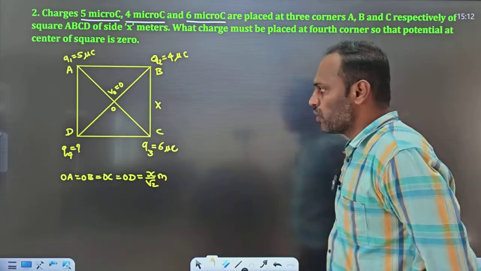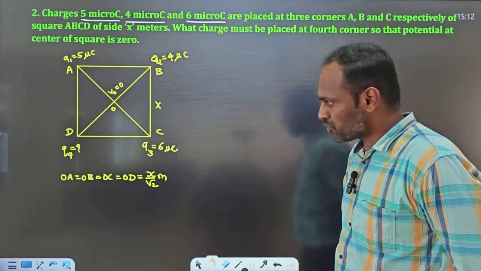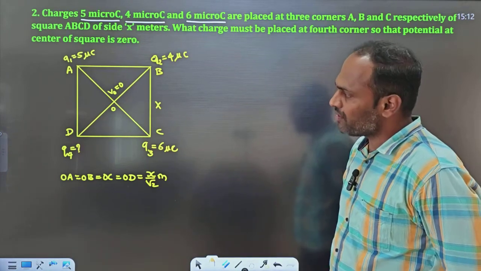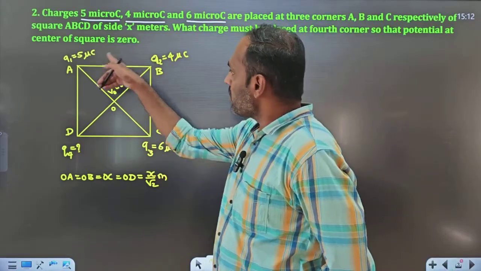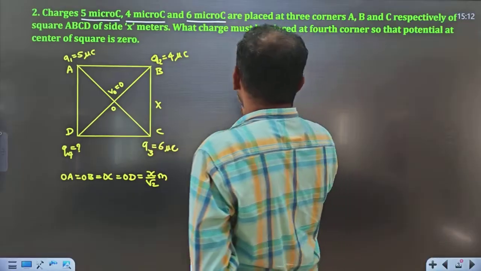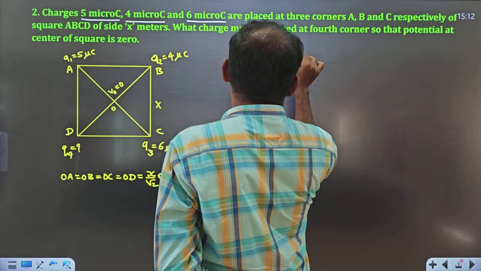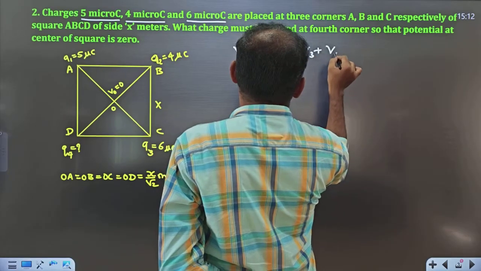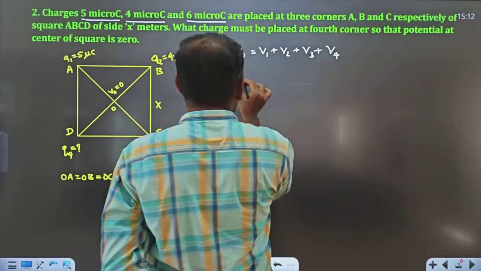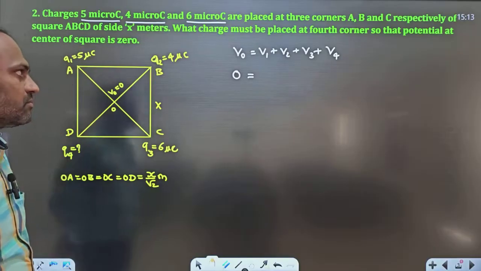Total 4 charges are there: Q1, Q2, Q3, Q4. Here Q4 is not moving, it is static. Whatever charge it is, I don't know how much, but we have to find it. But he is telling one thing, that by all these 4 charges the potential at the center is 0. So potential at the center is equal to V1 plus V2 plus V3 plus V4, which is already 0.